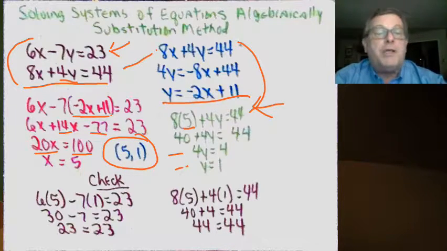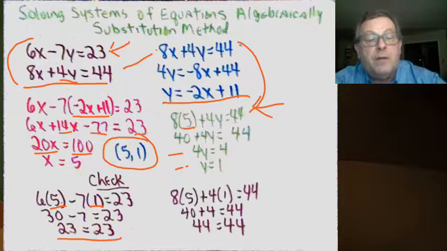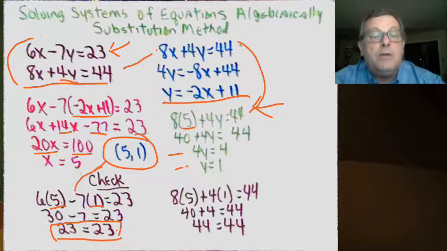I'm going to check my work again. Going back to the first equation first, I substitute in 5 for x and 1 for y. Well, 6 times 5 is 30, and minus 7 times 1 is minus 7. So I've got 30 minus 7 equals 23. Well, 23 equals 23. We all know that. So my solution set of 5 and 1 checks out in this equation.